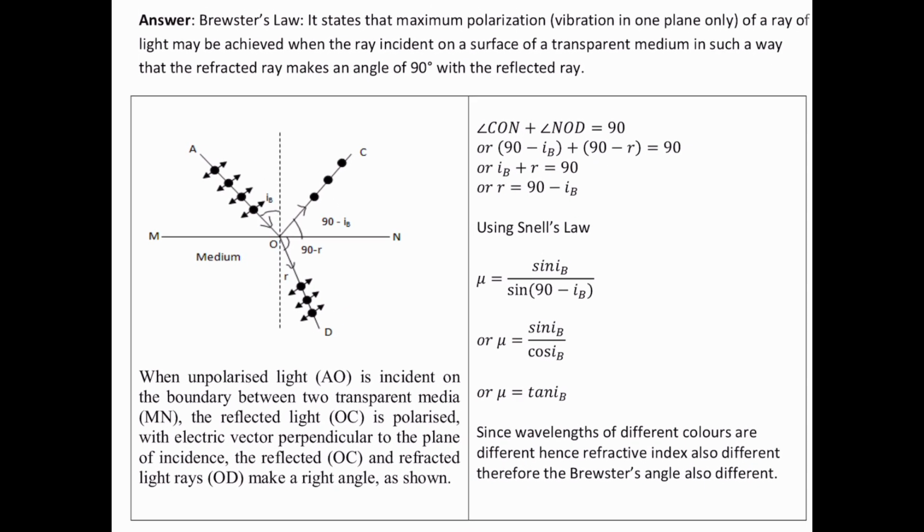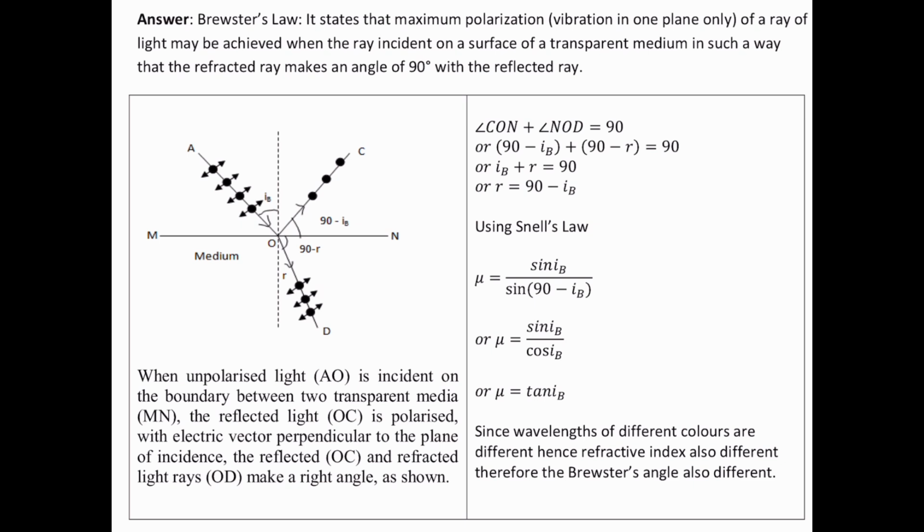This is the first question. State Brewster's law. The value of Brewster's angle for a transparent medium is different for light of different colors. Give the result. So for what angle of incidence does this unpolarized light, AO being the incident unpolarized light, become polarized? This angle is called the Brewster's angle.